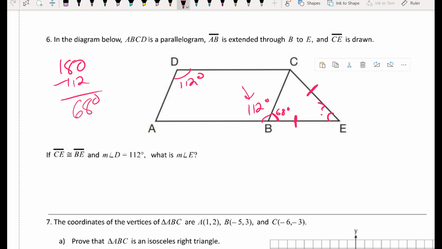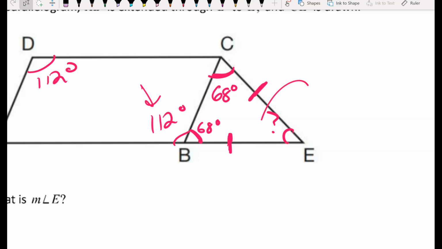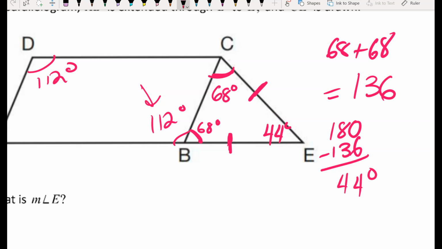And those congruent angles lie across from the congruent sides. So angle BCE should also be 68 degrees here. If I know that much information, I can just add 68 and 68 to get 136, and then I could subtract from 180 because all of the angles in a triangle should sum to 180. So the measure of angle E here is 44 degrees.